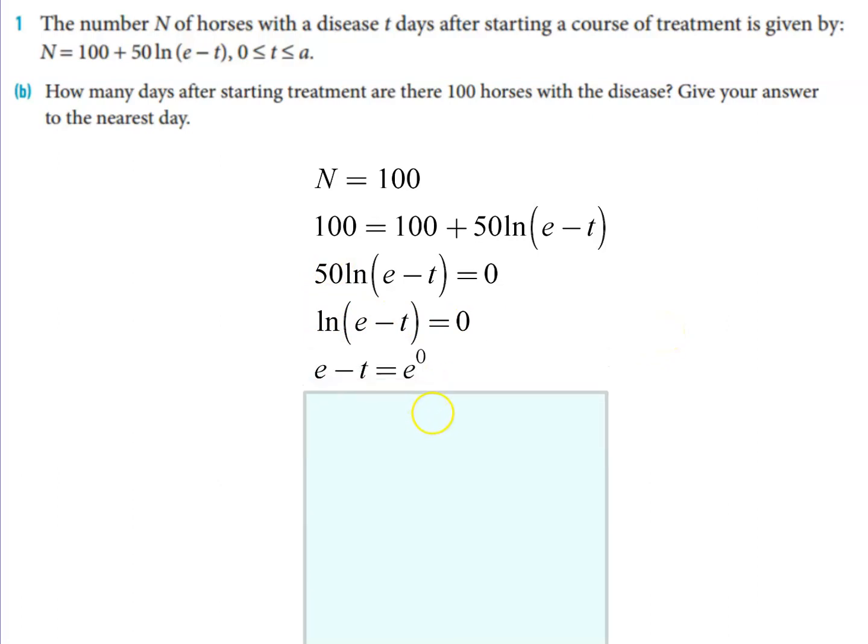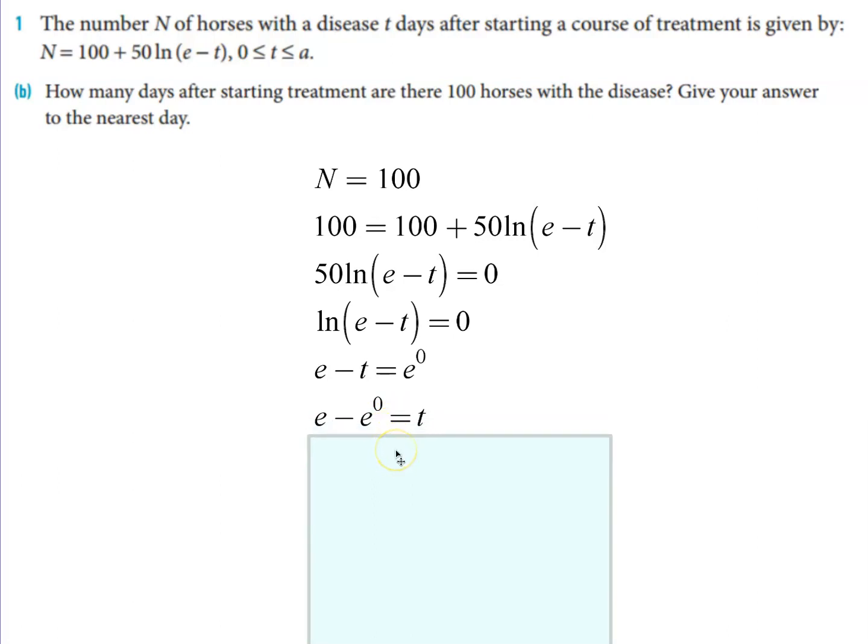Now let's rewrite that as an exponential equation. Oh, I didn't change this into log to the base e. I should have done that. And that gives us e to the 0, which is 1. First off, I rearranged it to get the t by itself. And then e to the 0 is 1. And there's the exact answer.